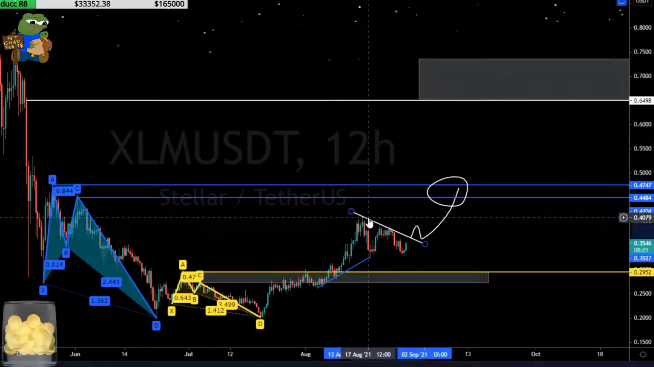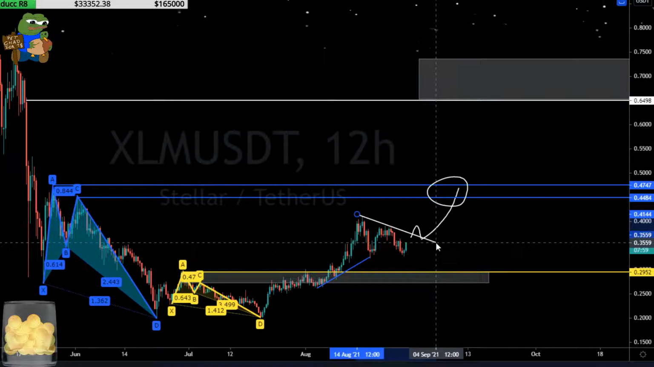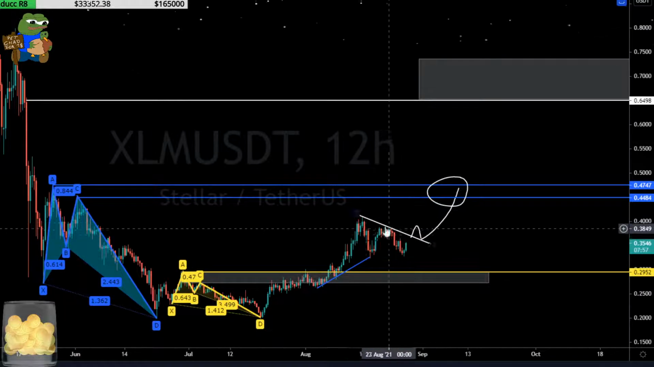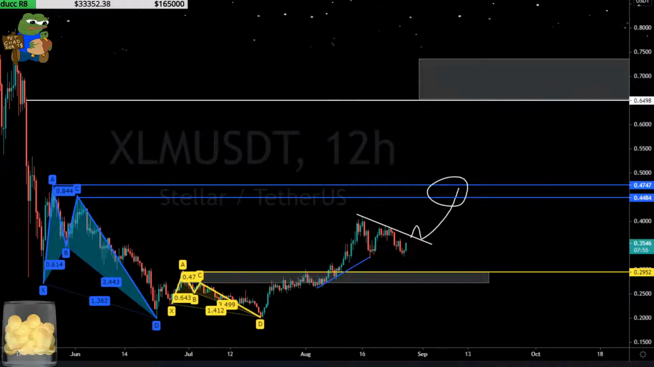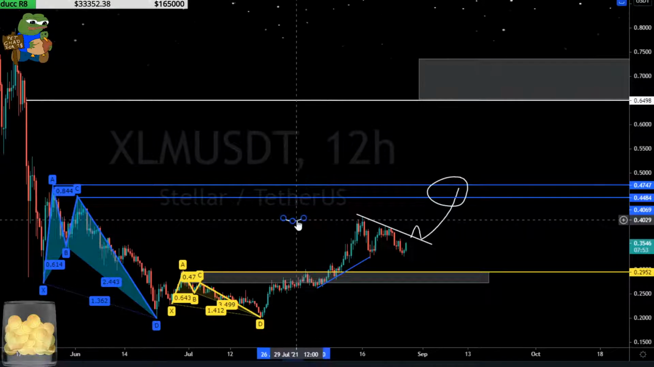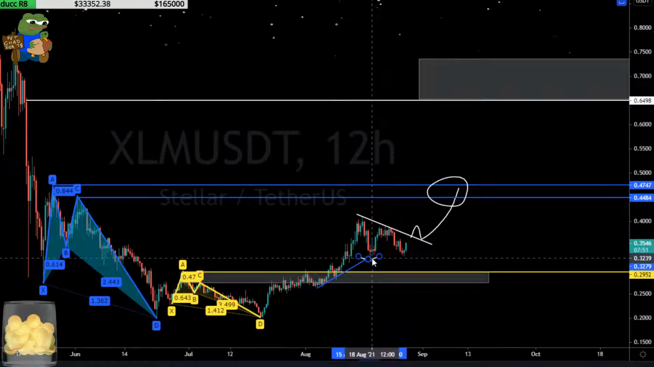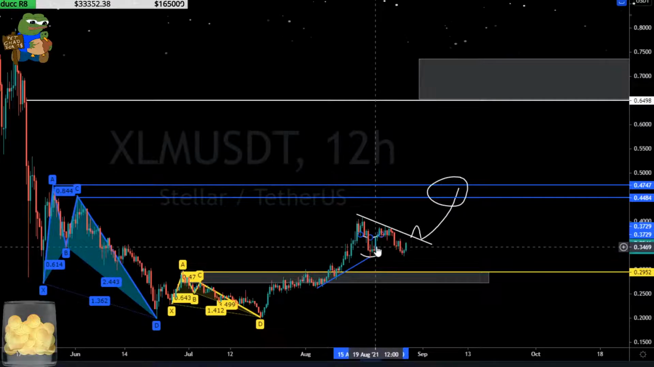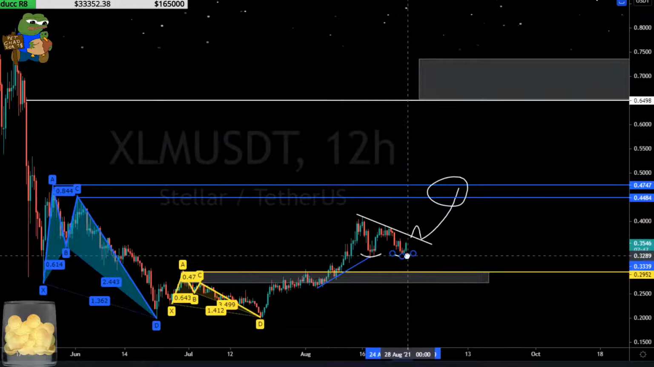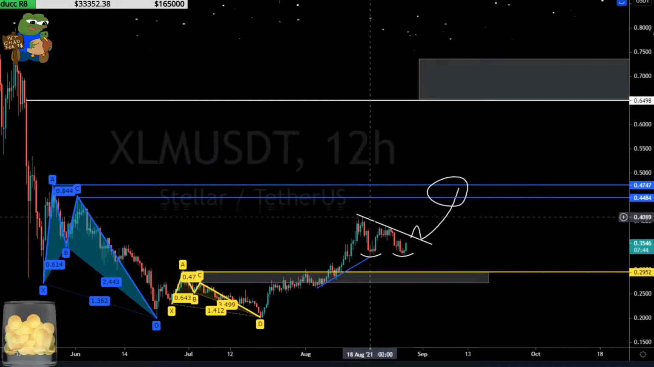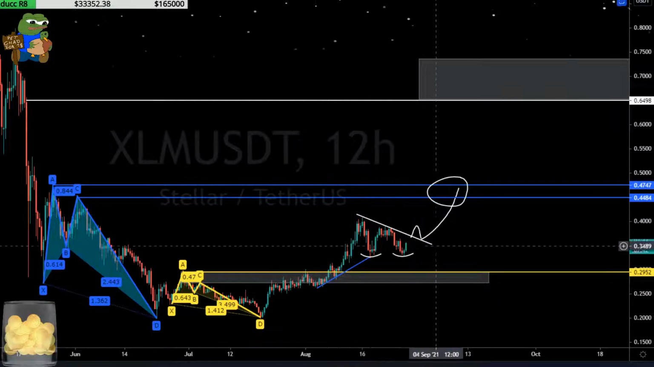XLM, we got this downsloping trend line here. So let's look for a breach of this. Looks like you got, again, this little local Bulkowski double bottom, not on a low time frame, but just zooming in, right? Another double bottom, little downsloping trend line here.